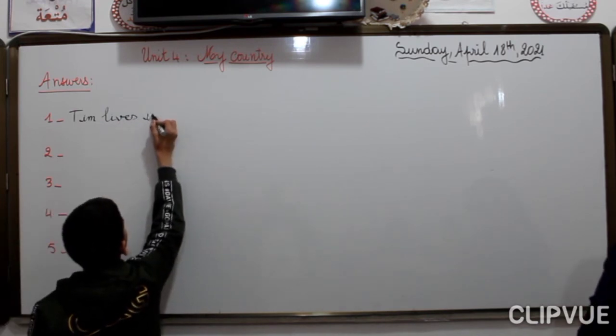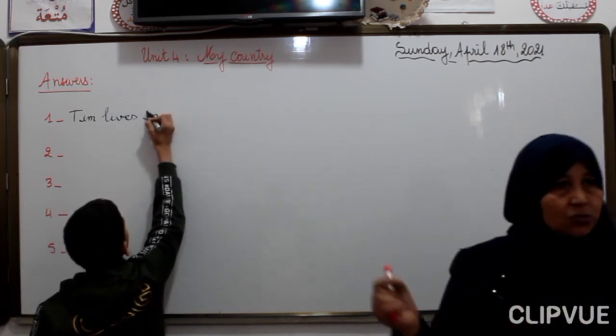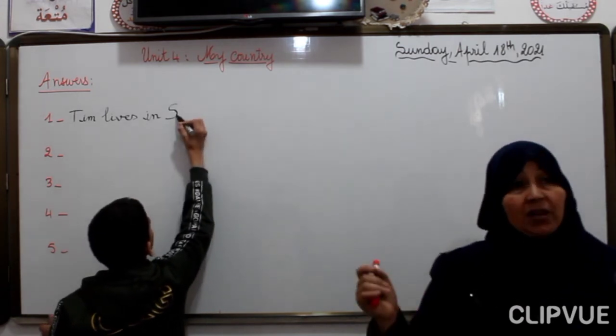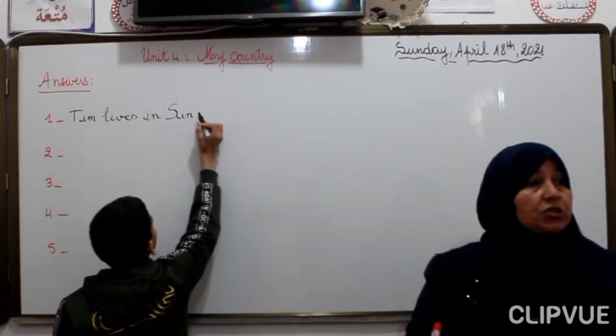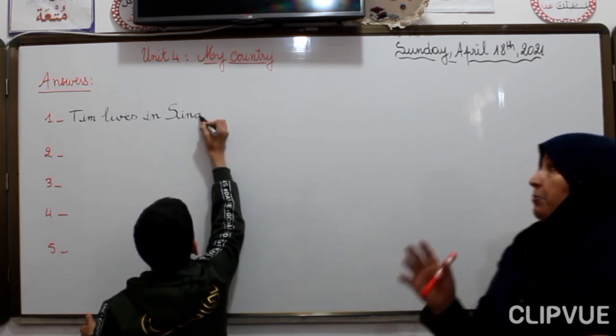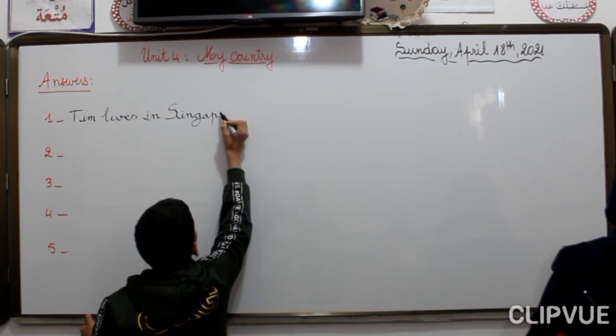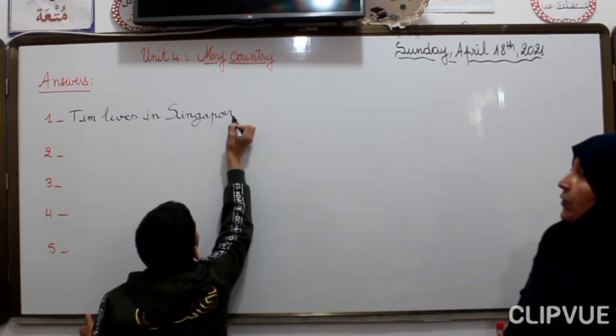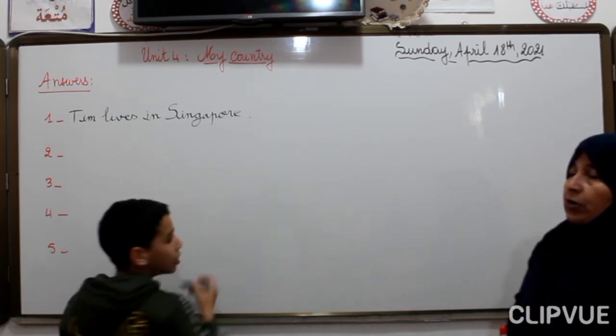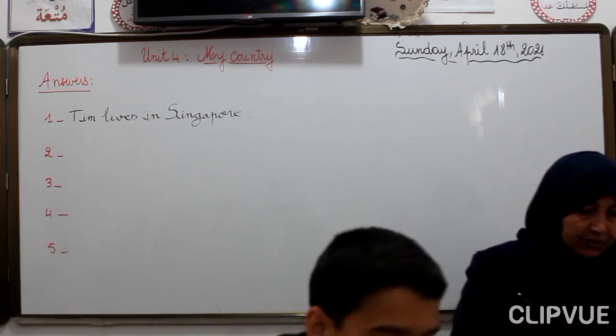Good. Tim lives... Where does present simple. Where does Tim live? A question. We don't conjugate a verb in a question. But when we answer, we have to put the right form or correct form of the verb. Very good. Tim lives in Singapore. Very good, and Julian. The second one.